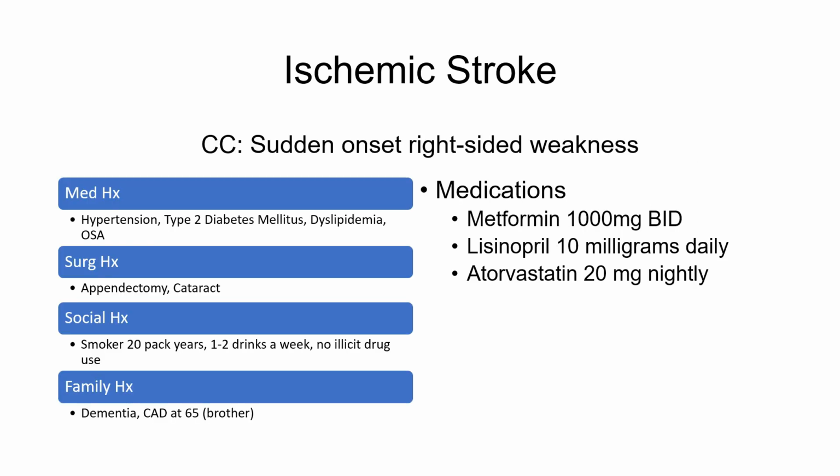The patient has a past medical history of hypertension, type 2 diabetes, dyslipidemia, and obstructive sleep apnea. Surgical history is positive for appendectomy and cataract. Patient smokes, has a 20-pack year history, drinks 1 to 2 drinks weekly, and has no illicit drug abuse. Family history is positive for dementia, and coronary artery disease at 65 in his brother. His current medications are metformin 1,000 mg BID, lisinopril 10 mg daily, and atorvastatin 20 mg daily.